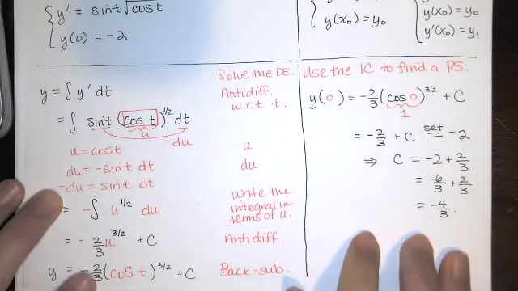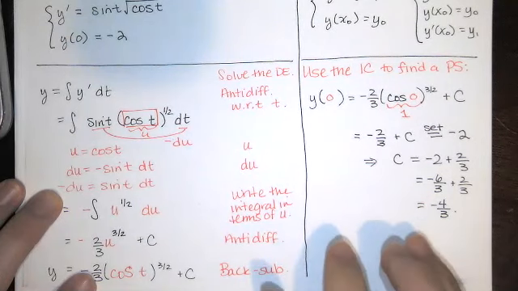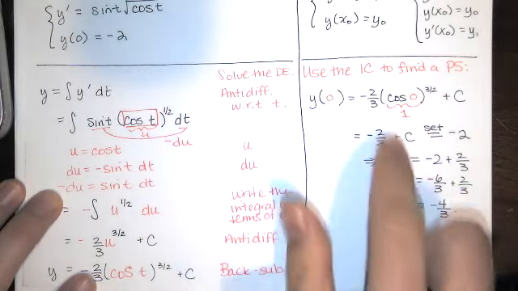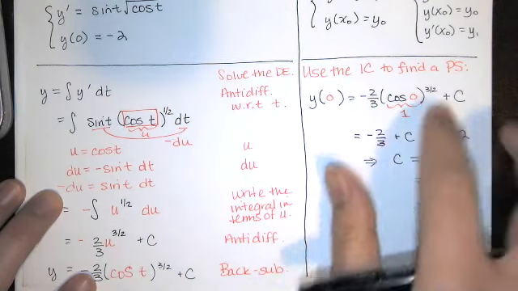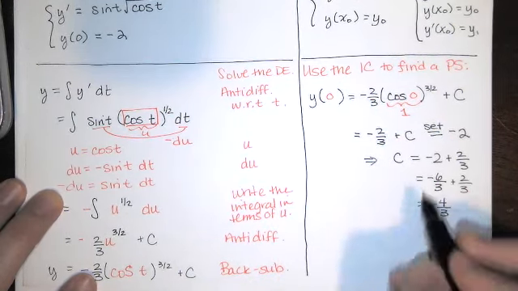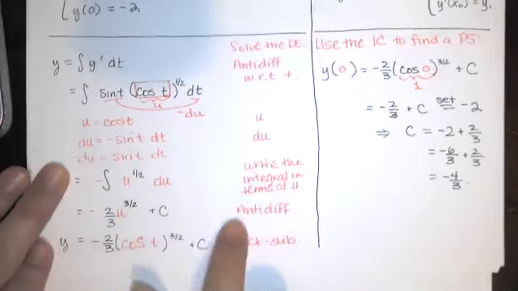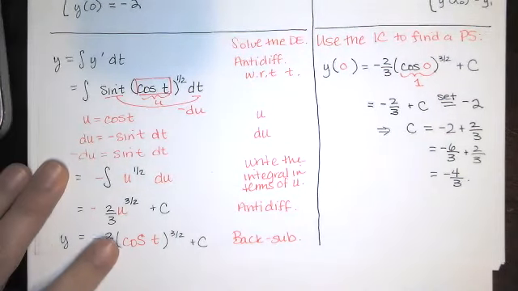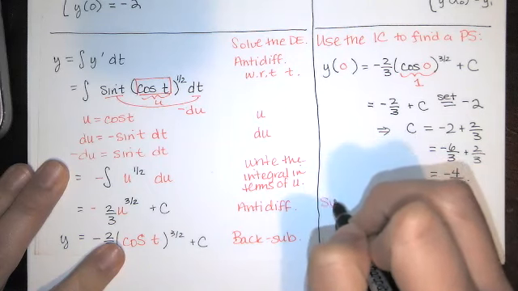And you're not finished yet. Your goal is to find a particular solution. So you evaluate y at 0, you set the result equal to -2, you solve for c, and then you substitute this value of c into this family of solutions that you found earlier.